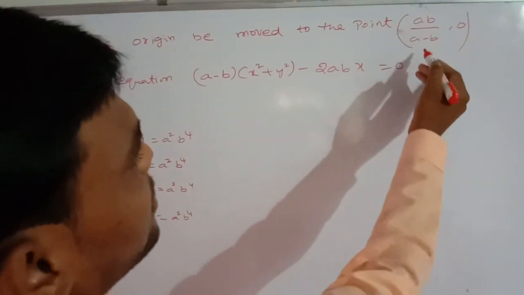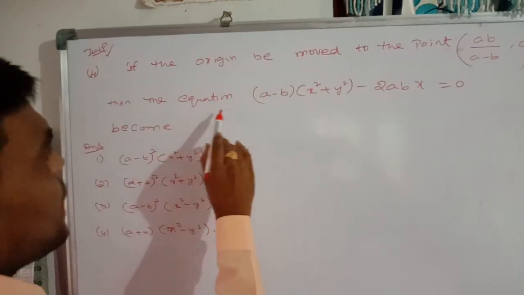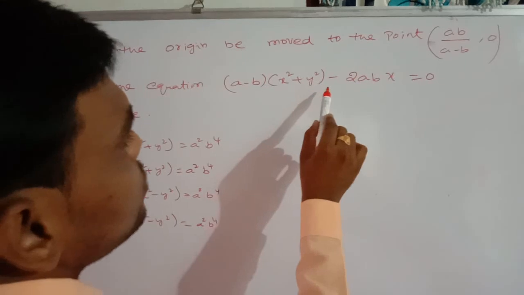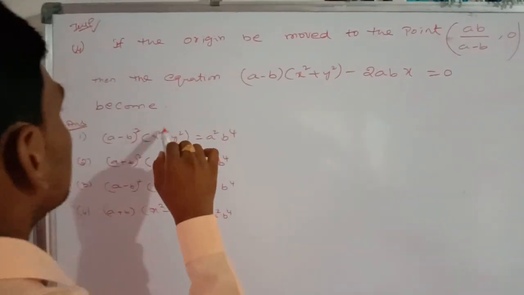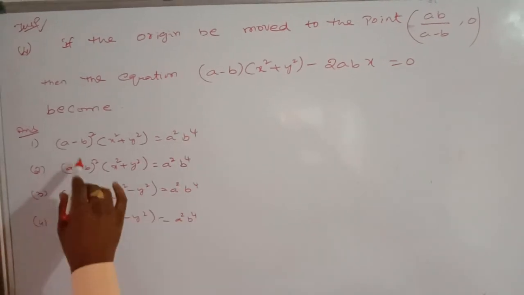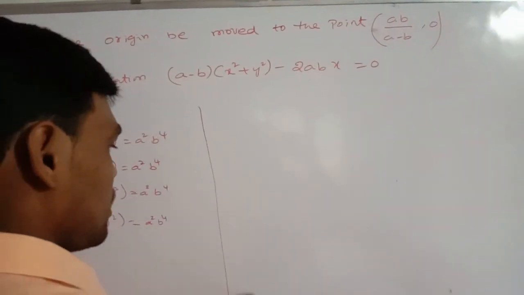To the point ab by a minus b comma 0, the equation is a minus b into x square plus y square minus 2ab x is equal to 0, then it becomes the equation. Now for answers 1, 2, 3, 4, we find the solution.